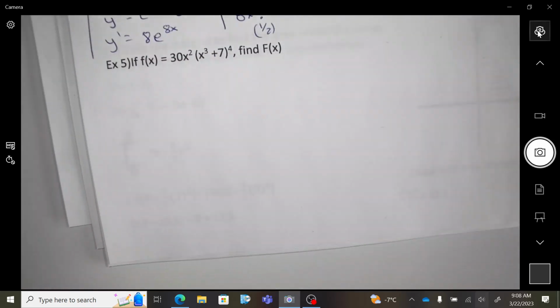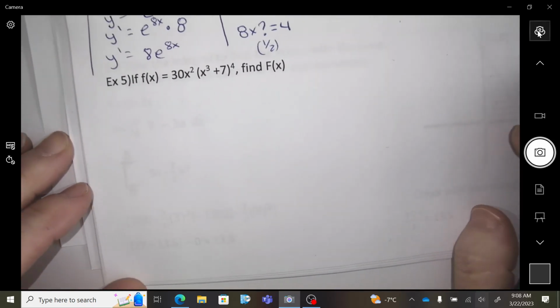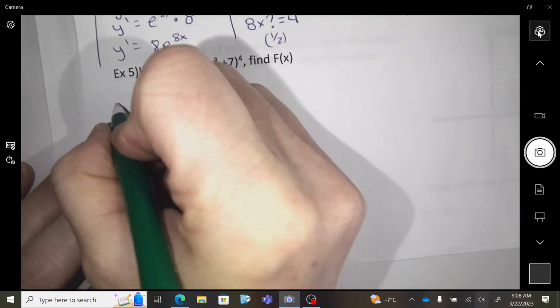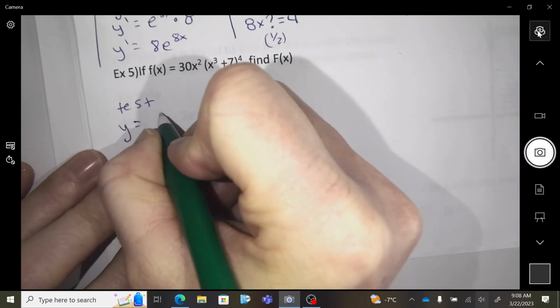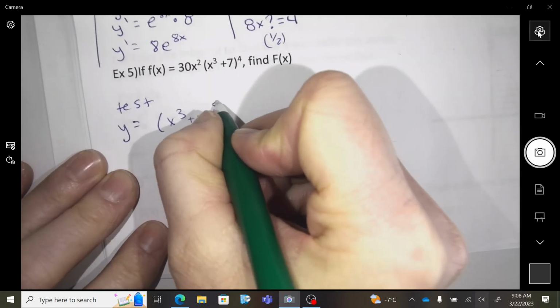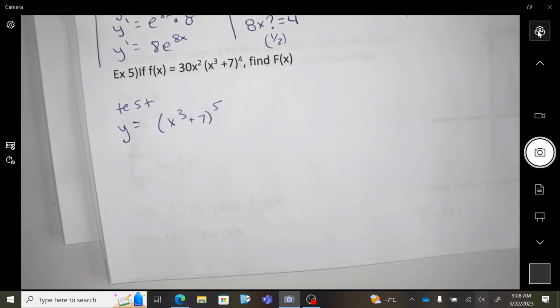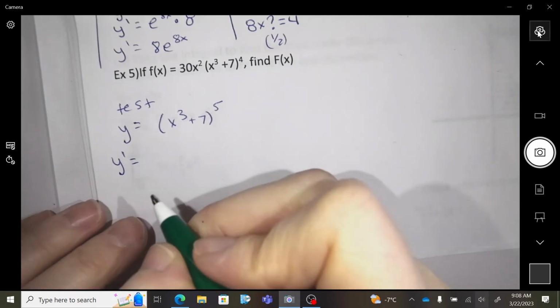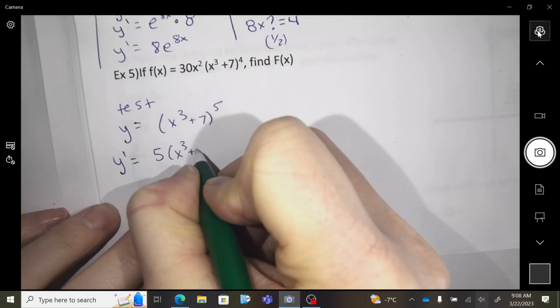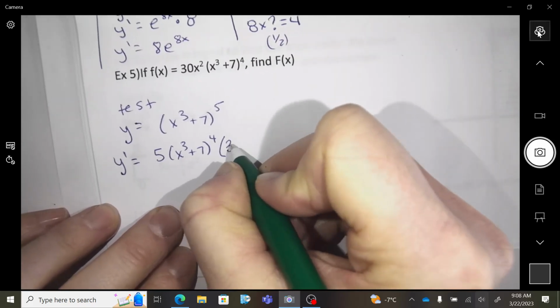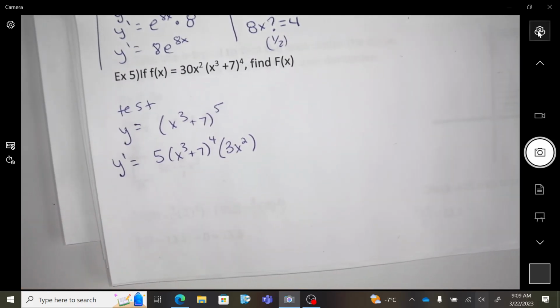Okay, number 5. Looks like there was a chain rule. Remember the chain rule? So what am I going to test to start with? I'm going to test me starting with the unit to the 5th degree. So I went up a degree. And then using the chain rule, can you derive that? Use the chain rule to derive that. So 5 of those units to the 4th times the derivative of the unit.